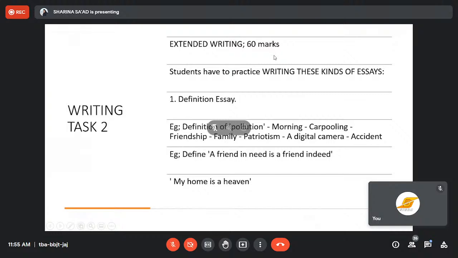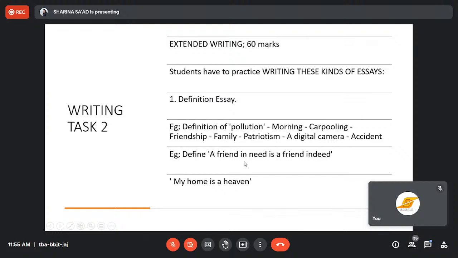So writing 2 is called extended writing. You have 50 minutes. You have many types of essay, and you do not know which type you are going to get. For example, the first example that I showed you is the definition type of essay. You have to define how fashion describes the character of a person.